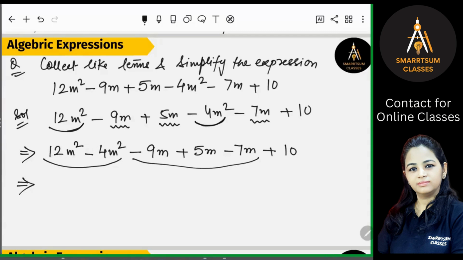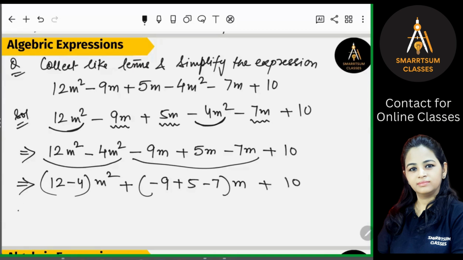12m square minus 4m square. So either you can do it directly: 12 minus 4 is 8. Okay, if not, you can also write it like 12 minus 4 m square, right? Now here, it is minus 9 plus 5 minus 7m, you can write like this. Okay, plus 10. Now add them.